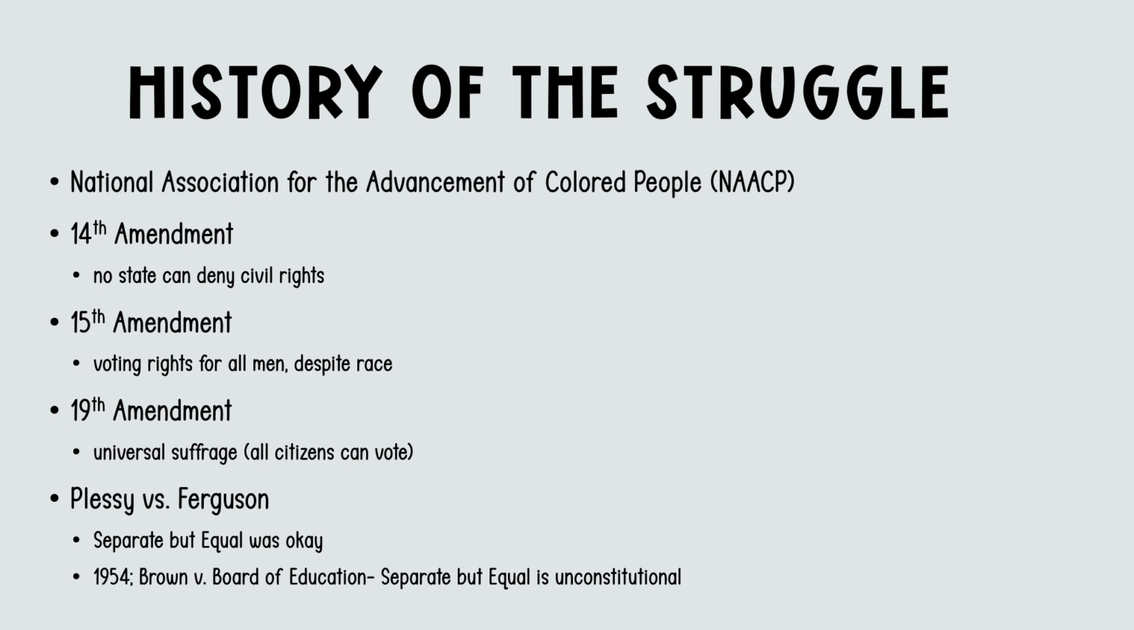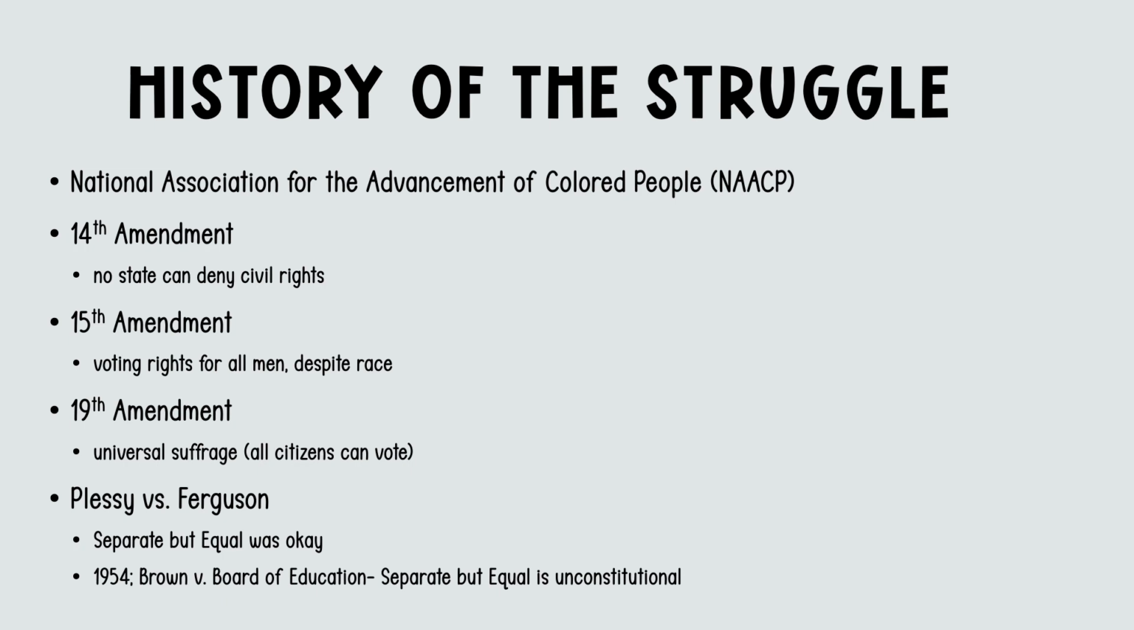One pivotal moment in the struggle for civil rights was the Supreme Court case Plessy versus Ferguson in 1896. The court's decision established the separate but equal doctrine, allowing for racial segregation as long as the facilities provided to different races were deemed equal. This ruling further entrenched racial divisions in public spaces.